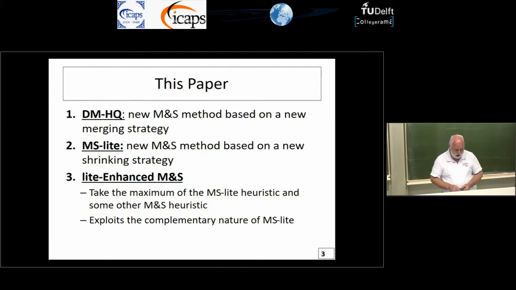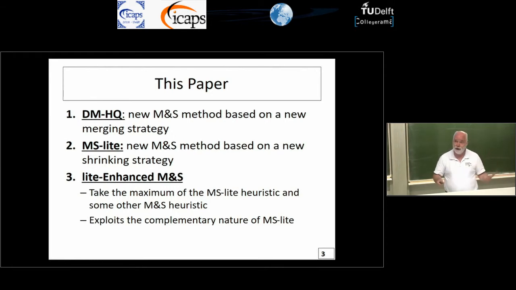So what will you see in this talk, and what did we present in the paper? We presented two new merge and shrink methods, in other words, ways of filling in that framework. DMHQ is a new merge and shrink method based on a new merging strategy. MS-Lite is a new method based on a new shrinking strategy. And probably the most important contribution of the paper is this thing called Lite-enhanced merge and shrink, which takes the maximum of the MS-Lite heuristic and some other merge and shrink heuristic, whichever is your favorite.